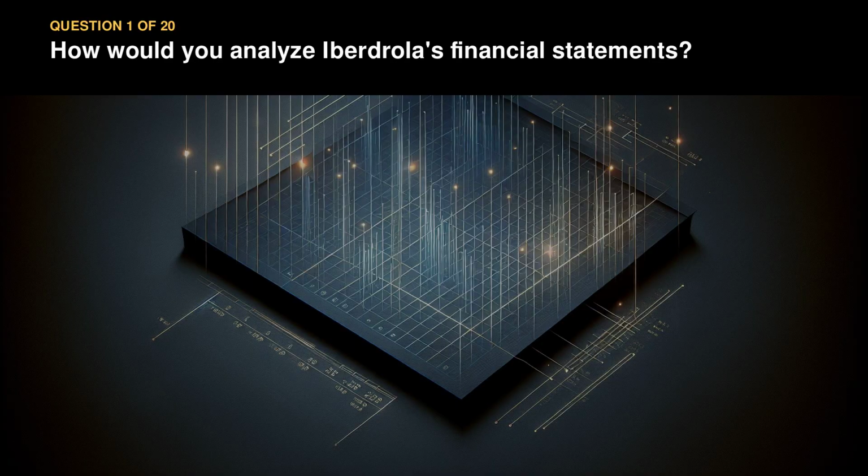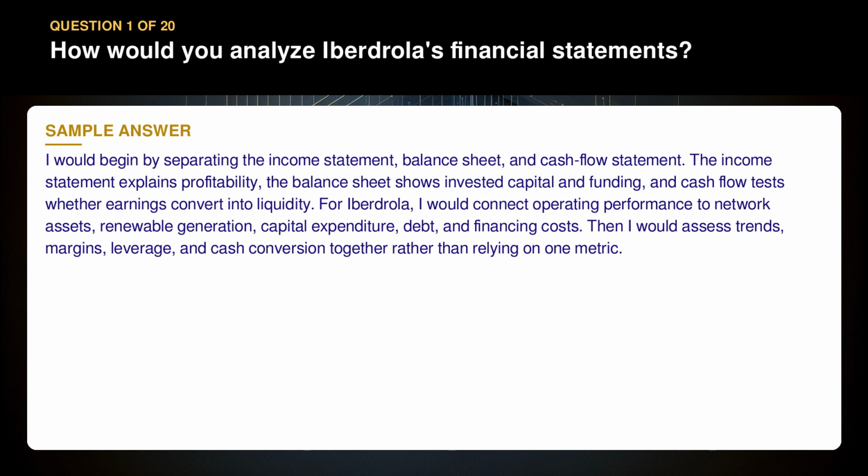Question 1. How would you analyze Iberdrola's financial statements? I would begin by separating the income statement, balance sheet, and cash flow statement. The income statement explains profitability, the balance sheet shows invested capital and funding, and cash flow tests whether earnings convert into liquidity. For Iberdrola, I would connect operating performance to network assets, renewable generation, capital expenditure, debt, and financing costs.